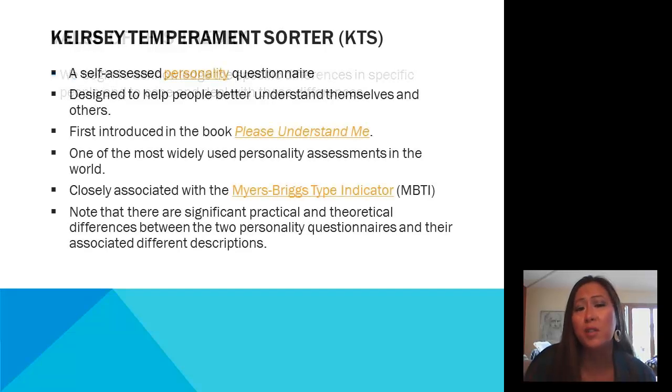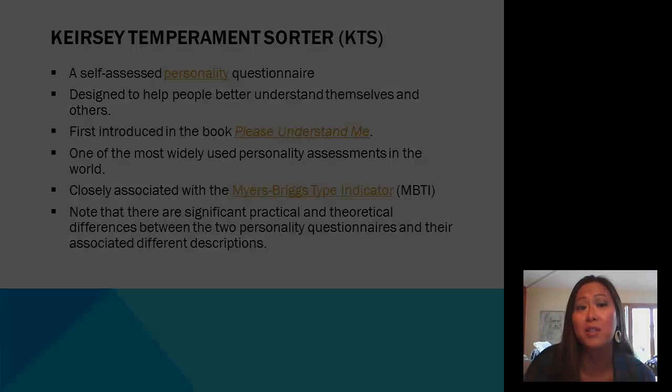The Keirsey Temperament Sorter is a self-assessed personality questionnaire designed to help people better understand themselves and others. It was first introduced in the book, Please Understand Me. It is one of the most widely used personality assessments in the world. The Keirsey Temperament Sorter is closely associated with the Myers-Briggs Type Indicator. However, there are significant practical and theoretical differences between the two personality questionnaires and their associated different descriptions.